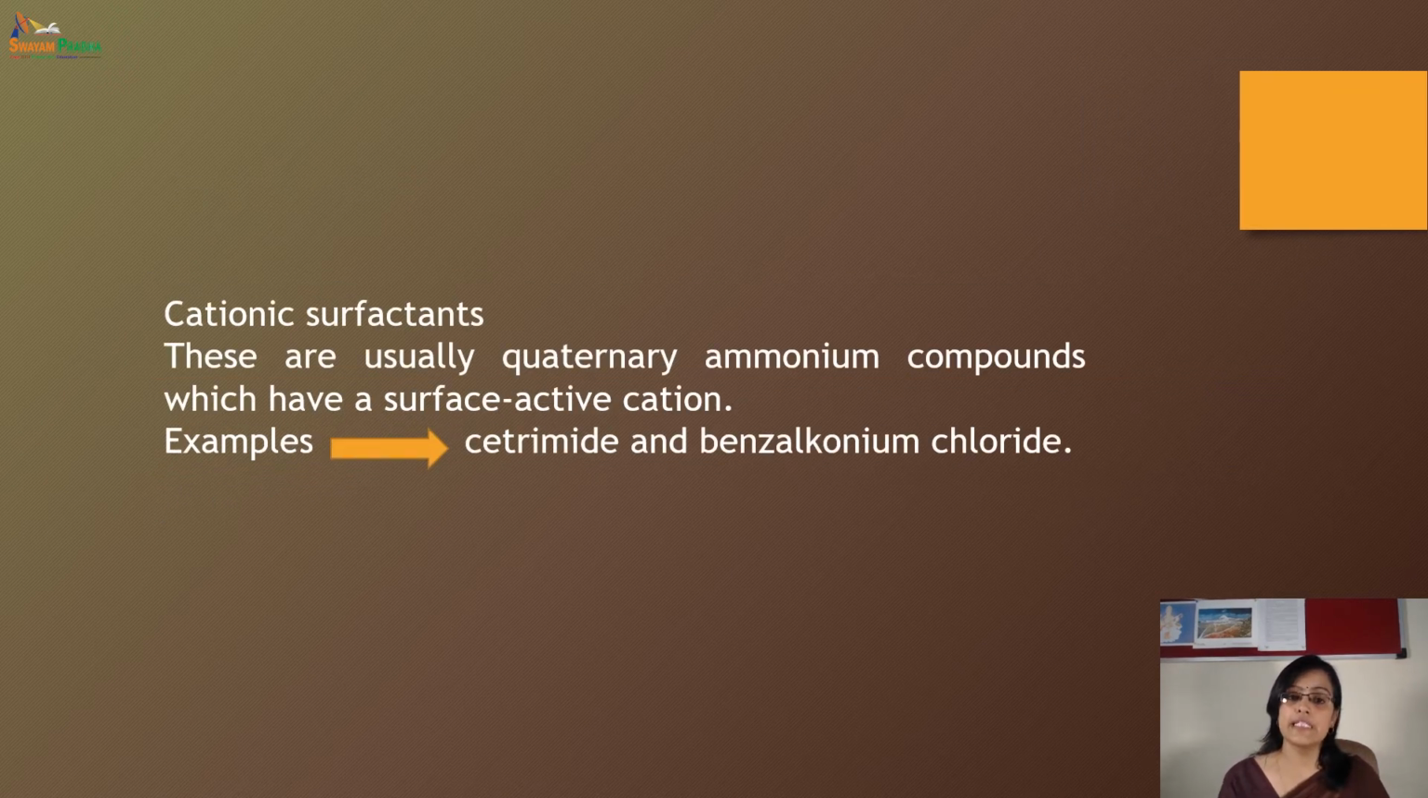Cationic surfactants are usually quaternary ammonium compounds which have a surface active cation. For example, you can take cetrimide and benzalkonium chloride.